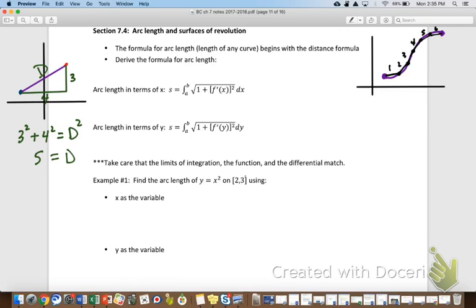Guys, man, I know you're excited about the distance formula. Try to contain it.